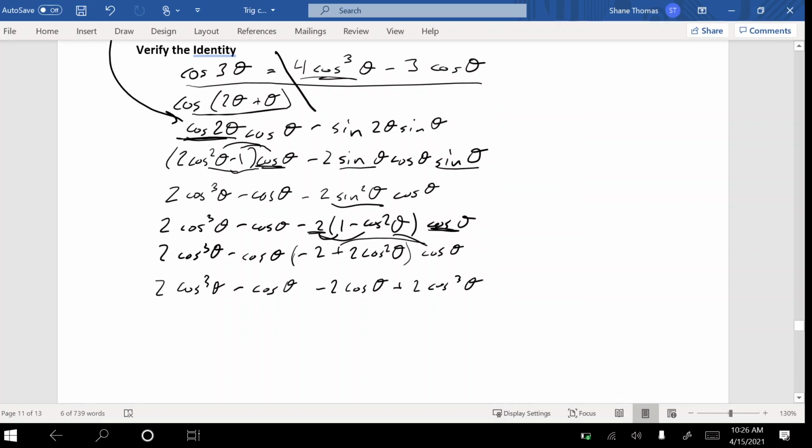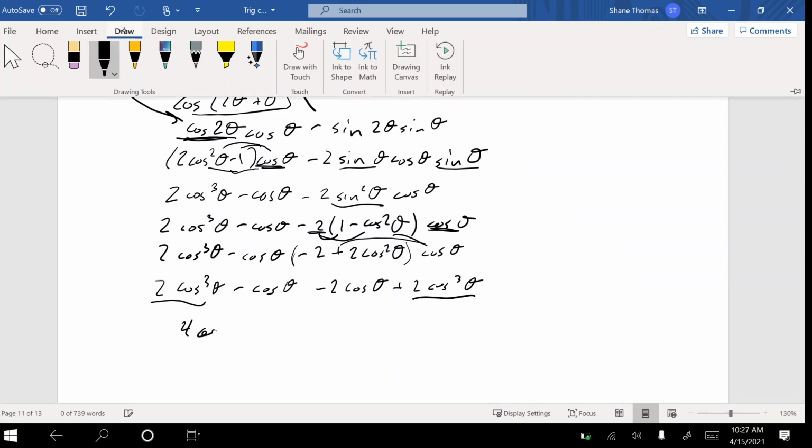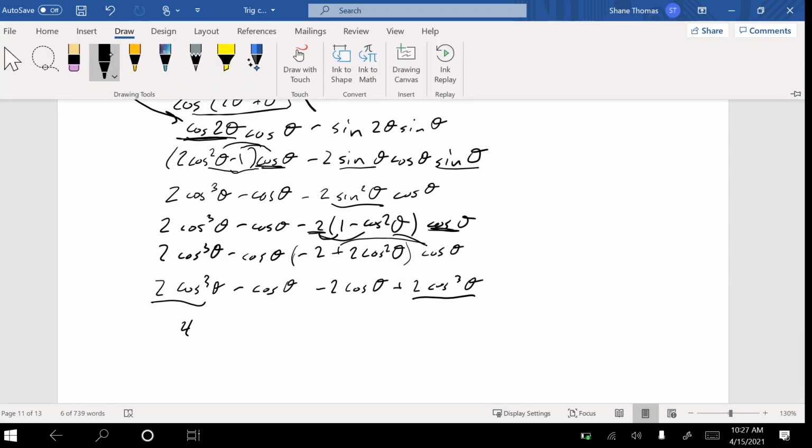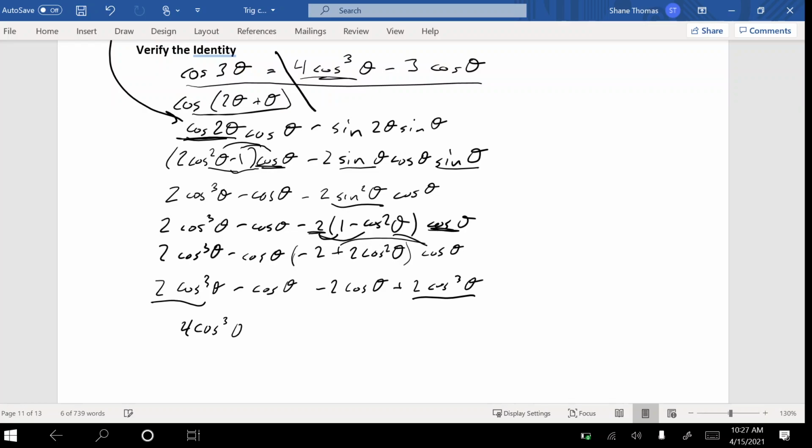Now, combine like terms. Cubed, cubed. 4 cosine cubed of theta minus here and here minus 3 cosine theta.